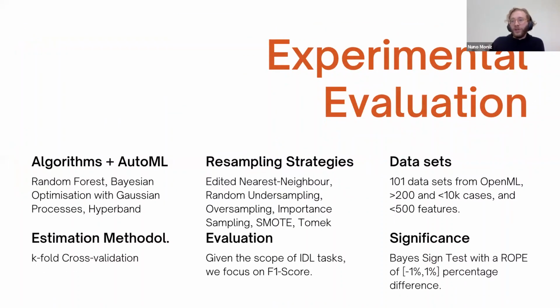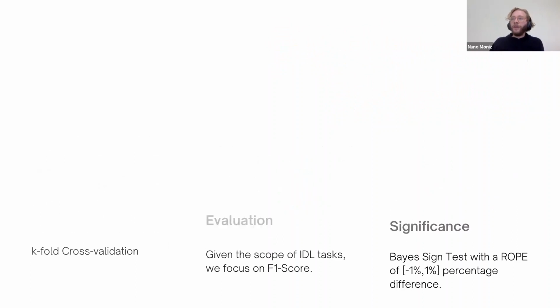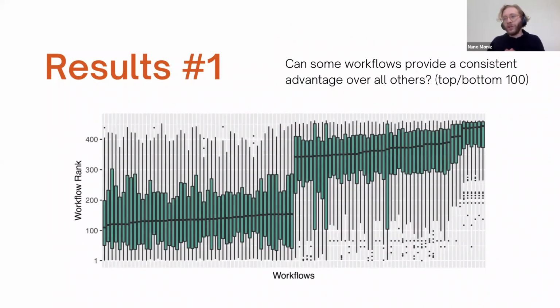In terms of experimental evaluation, again, I'll leave you the reference. You can take a look at the details. But here we only used one learning algorithm and then more AutoML solutions that are well known. So the first result was just a simple one, trying to find the rank variance of each possible workflow that we're testing. In this case, I think it's 469 possible workflows, so combinations of learning algorithms and resampling strategies.